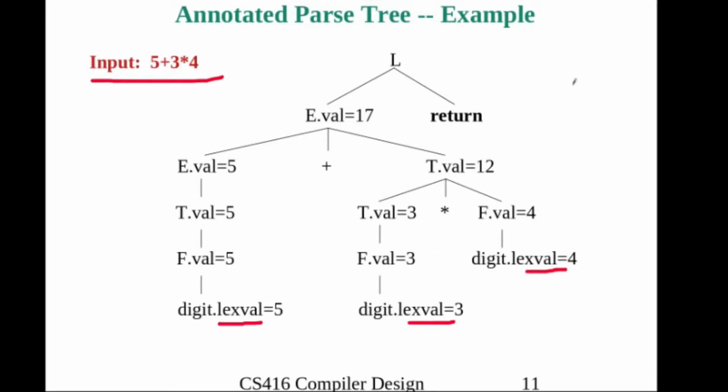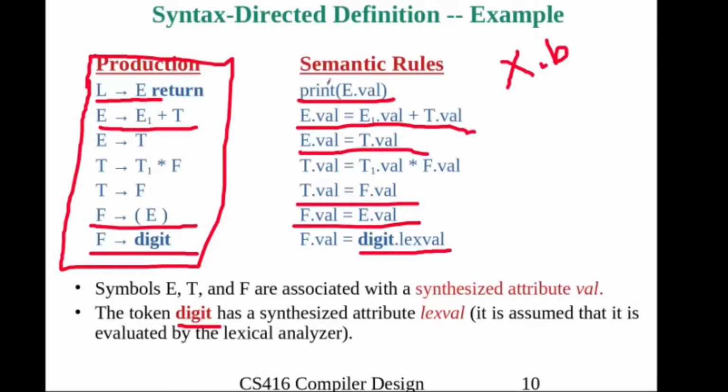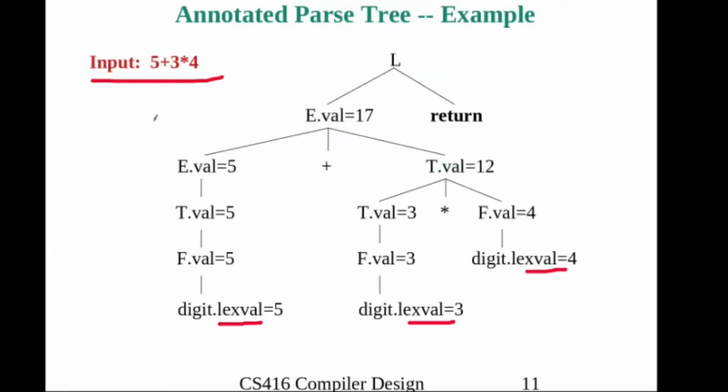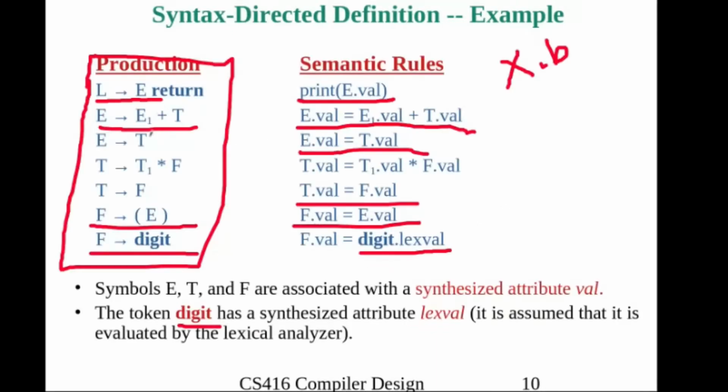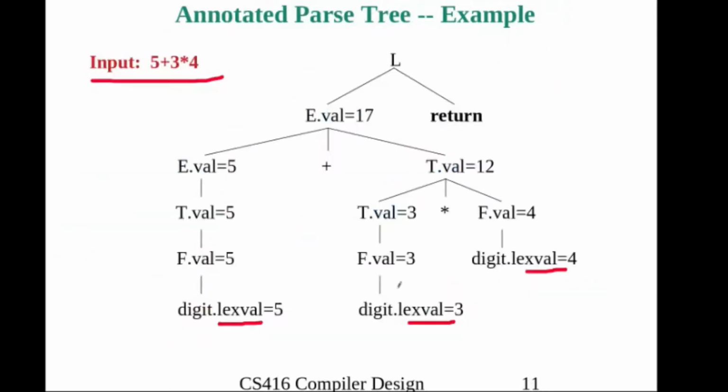So that is why it is an annotated parse tree. We have decorated the parse tree by associating the attribute with the value. This value is obtained by evaluating the semantic rule associated with the production. So this is the semantic rule and this is the production, and we have constructed this parse tree by using these productions. Okay, then let us see one example.